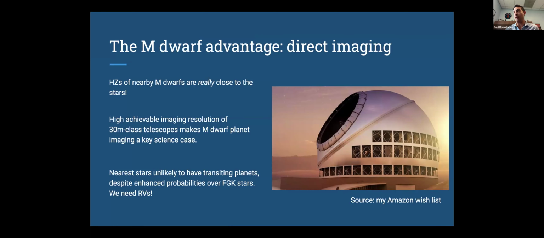And transits are maybe not going to get us there. So if we're talking about a transit probability of 1%, there are roughly 300 M dwarfs in the 10 parsec solar neighborhood. You're only going to get a few candidates out of that. And so we need these blind RV surveys to potentially detect candidates for imaging like this. And for now, I'm going to leave this as a teaser, and I'll come back to it in the results section.